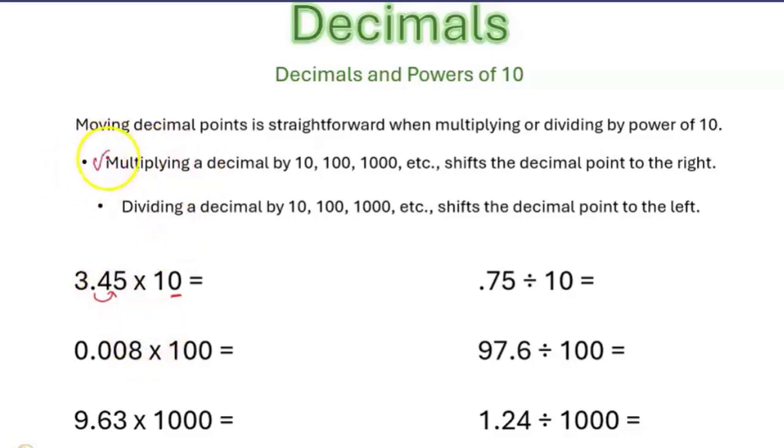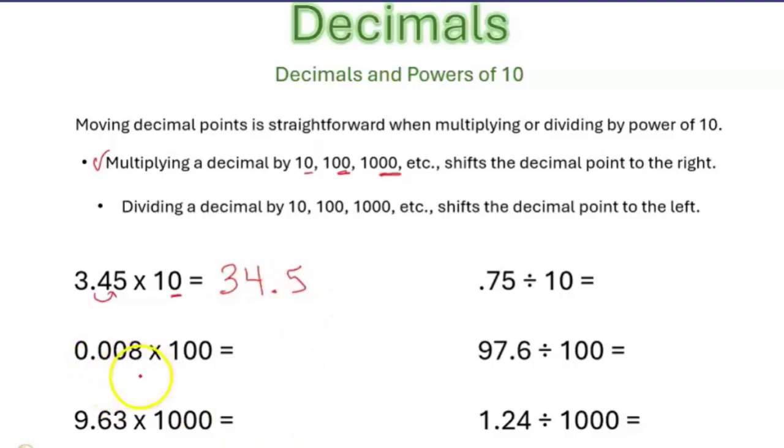So see here, multiplying a decimal by 10, 100, 1,000, and so forth shifts the decimal point to the right. And you shift it by the number of zeros, because that's telling you how many place values you're moving. So this answer would be 34 and 5 tenths.